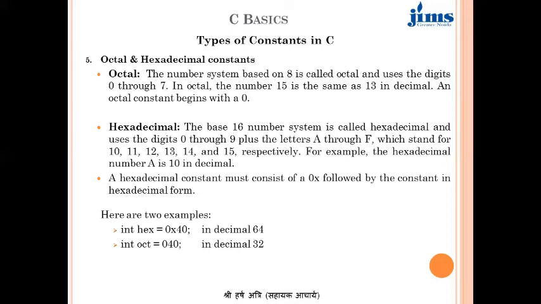Octal and hexadecimal constants. A number system based on 8 is called octal, and it uses digits 0 through 7. In octal, the number 15 is the same as 13 in decimal. An octal constant begins with a 0. To understand the concept of octal and hexadecimal, you must study the number systems. You can Google what a number system is, and if you study it deeply, then you will be able to understand octal and hexadecimal constants.